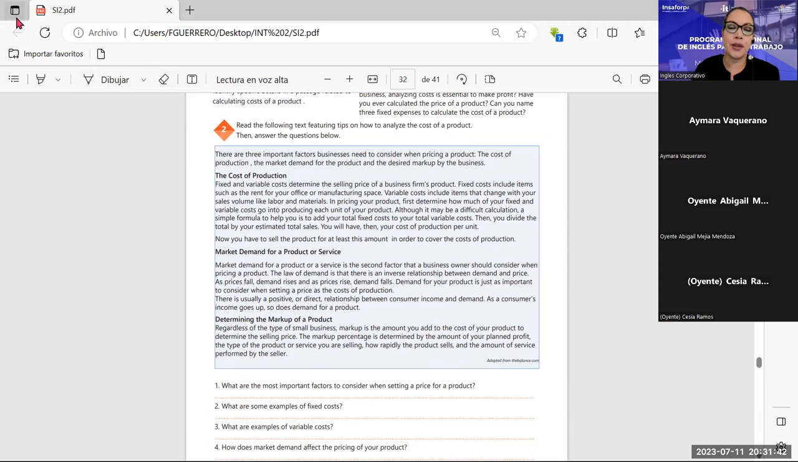I'll give you time, if you want, you can write the answers in a notebook, or you can work on your PDF file. The way it's easier for you, that's okay. I'll give you time for you to answer those questions. And then we're going to proceed to check attendance and to check some exercises in the platform.